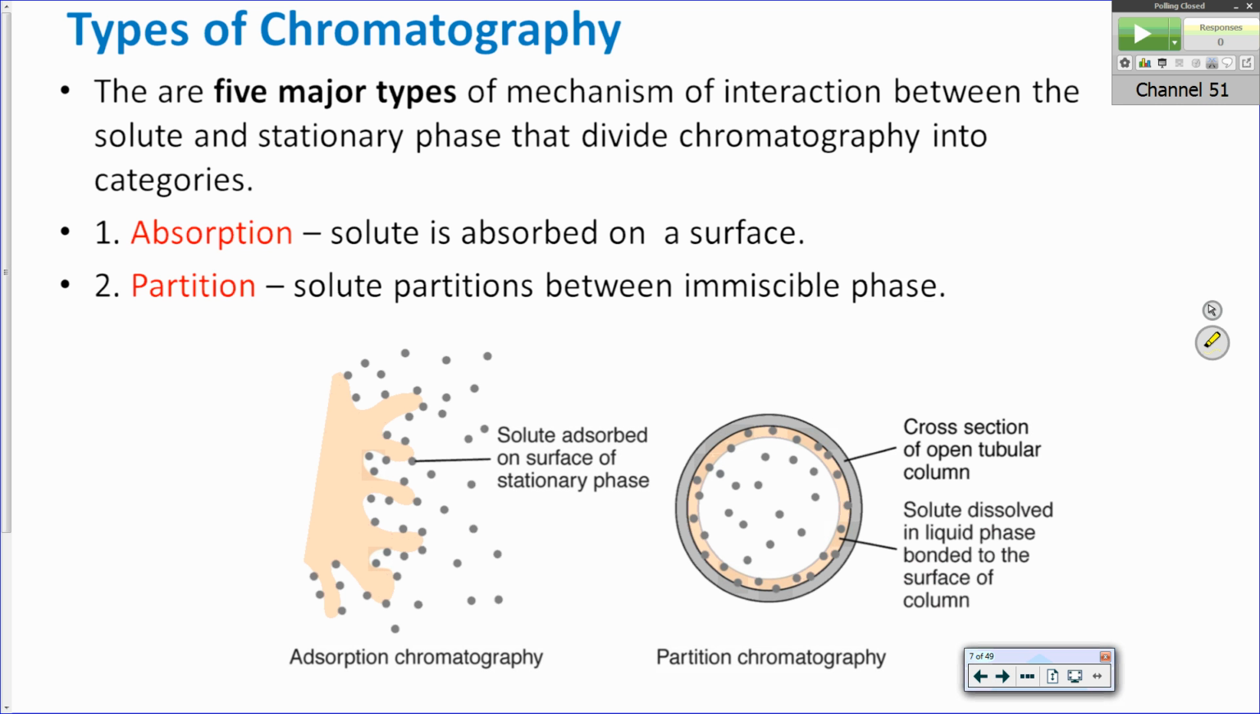Absorption chromatography. This is typically what you did with thin layer chromatography, like an organic. The solute absorbs onto a surface.